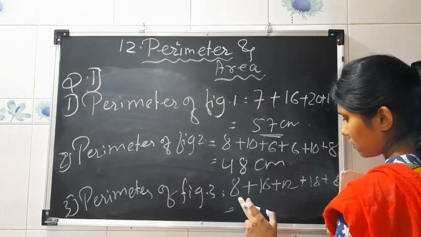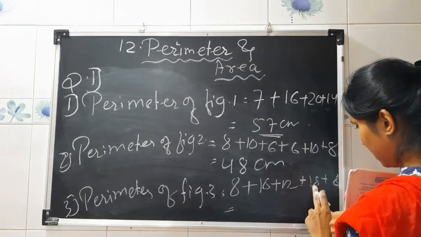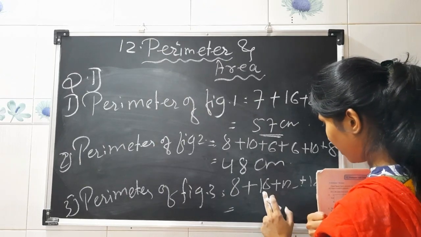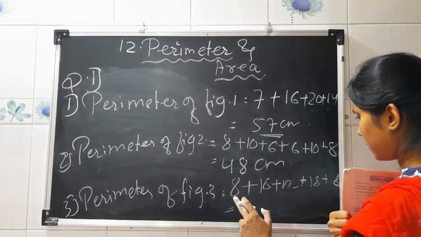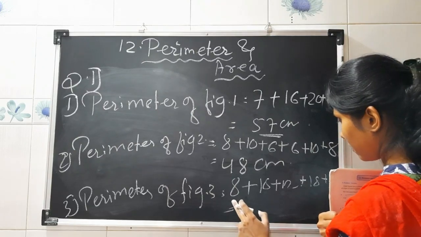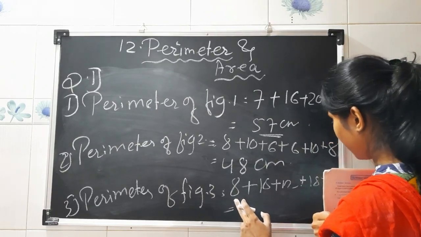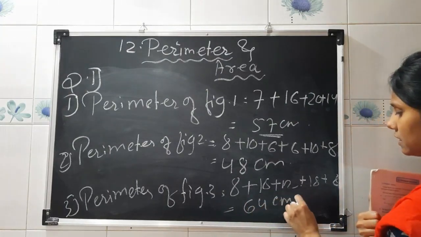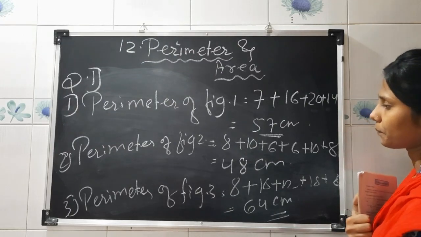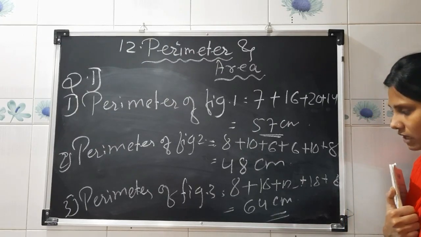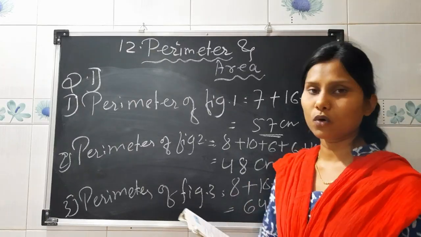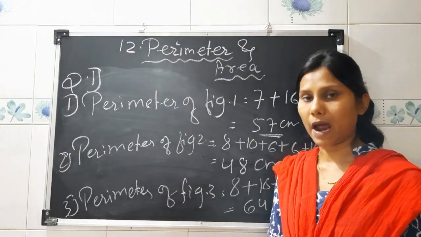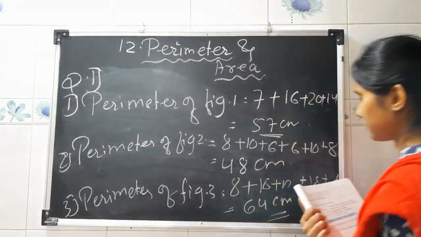12 plus 18, 30, 30 plus 18, 48, 48 plus 8, 56, 56 plus 8, 64. So perimeter of figure 3 is 64 centimeter. So you know how to find out the perimeter of a figure. You have to add the lengths of all the sides.